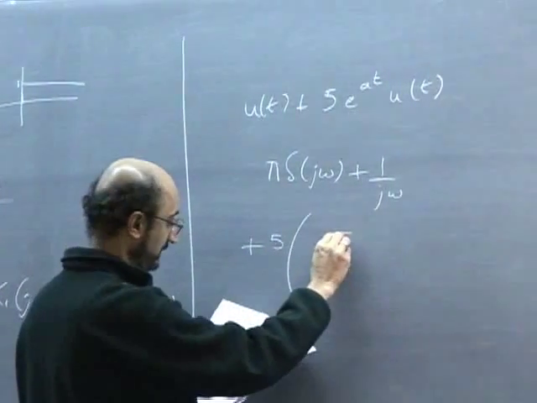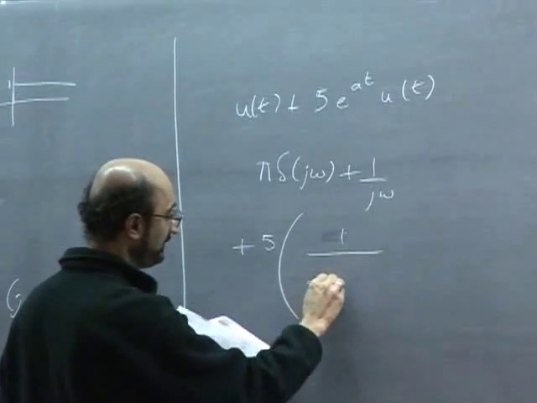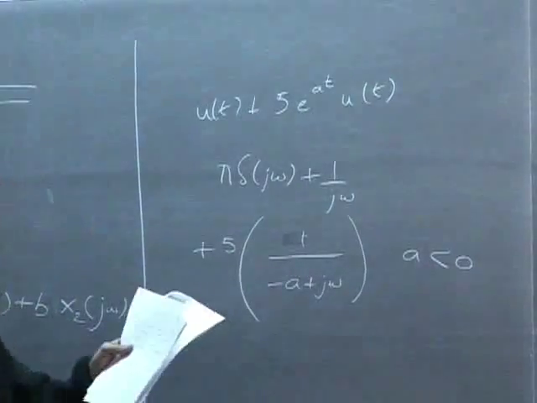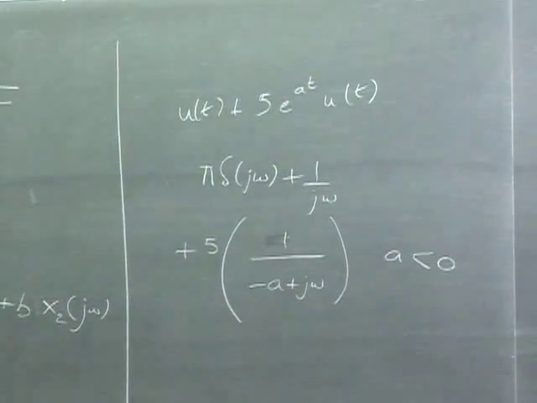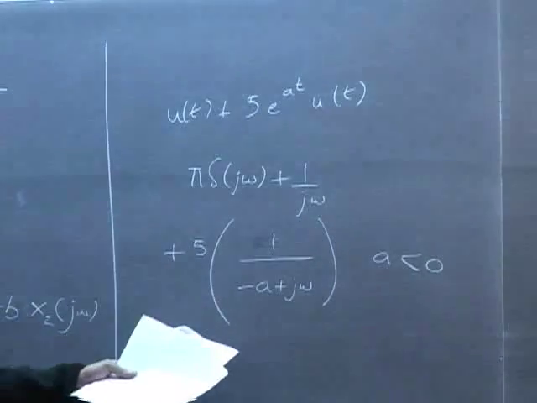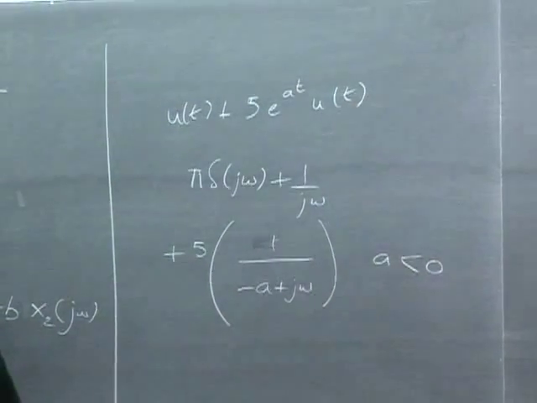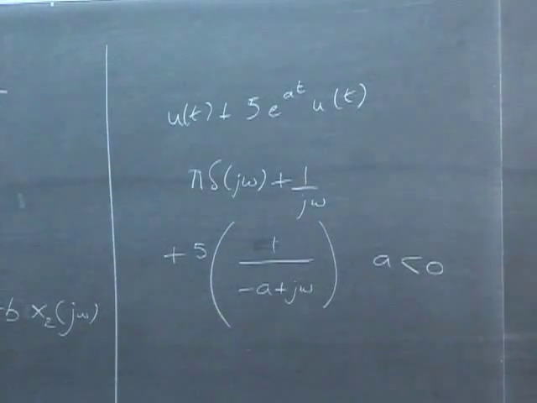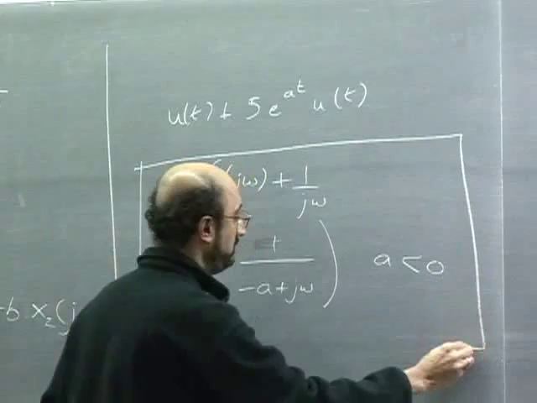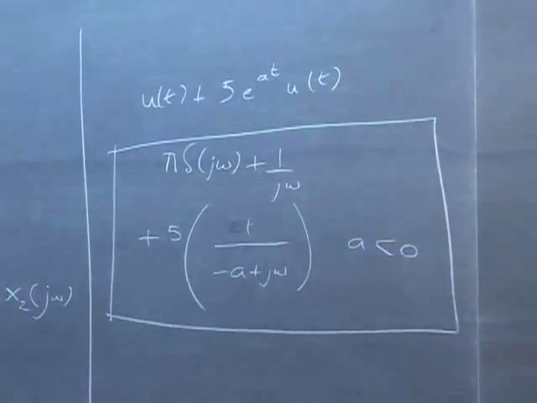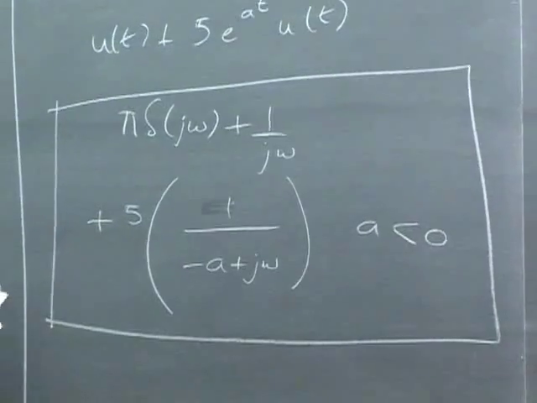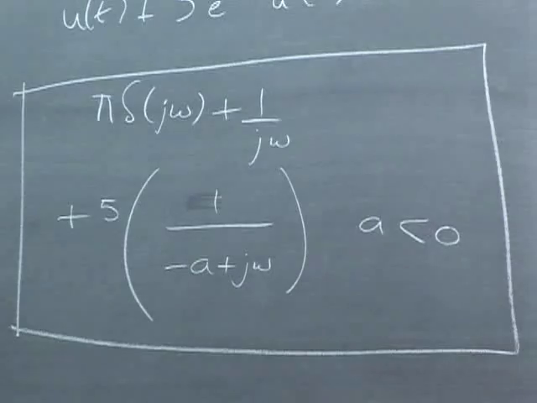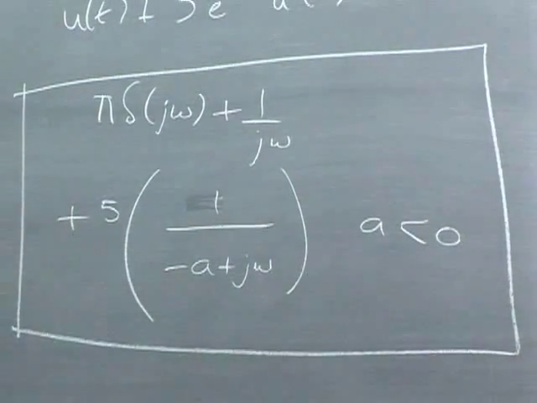What you have to be careful about is that this is going to be 1 over minus a plus j omega, and a is less than 0, because the transform for e^(-at) u(t) is 1 over a plus j omega, where a is greater than 0. So here we just use the negative value for a. So this is the answer: pi delta(j omega) plus 1 over j omega plus 5 times 1 over minus a plus j omega. a has got to be less than 0, otherwise it doesn't work.